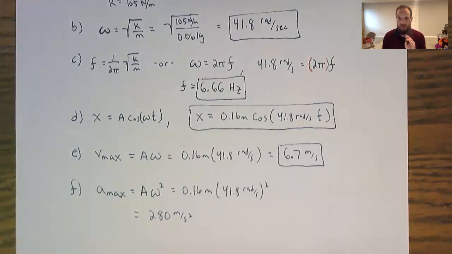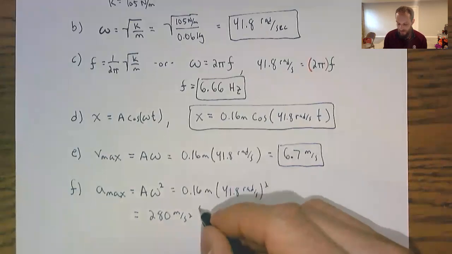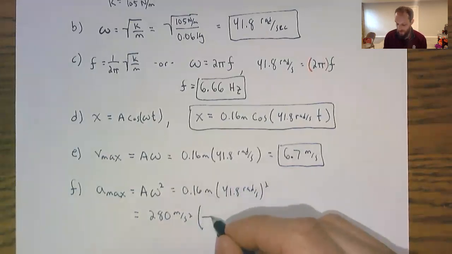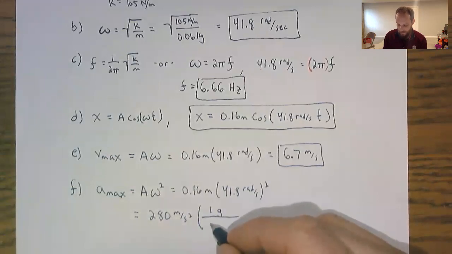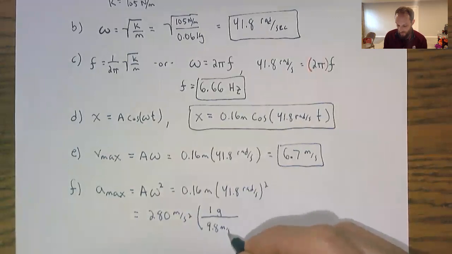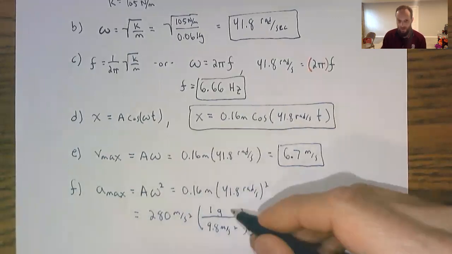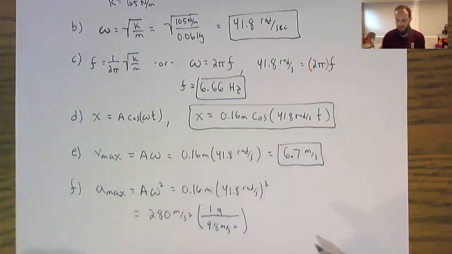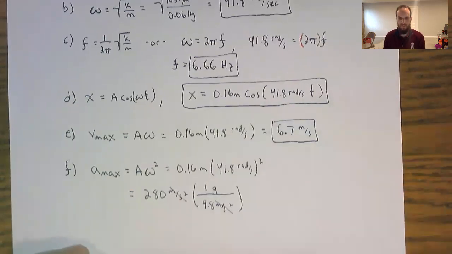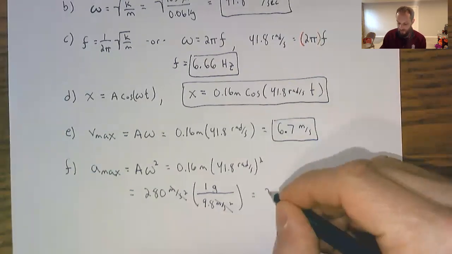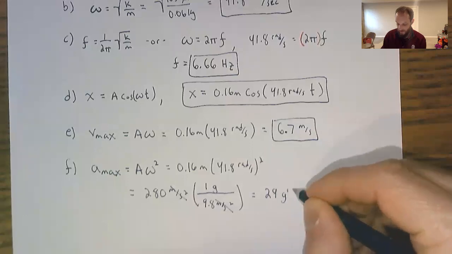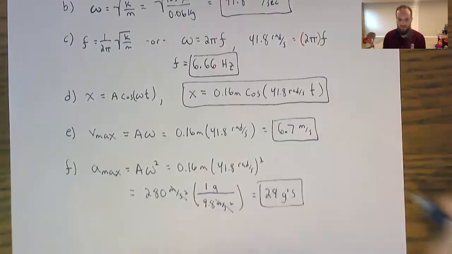And I am asked to change that into G's. So a G is just the same as the acceleration of gravity. It's a multiple of gravity's acceleration. So this is a unit conversion that we're making here. And so I'll use my factor label. 1 G is the same thing as 9.8 meters per second squared. I'm going to put the G's in the numerator and the meters per second squared in the denominator so that the meters per second squared cancel out. So 280 divided by 9.8 is going to give me my G's of acceleration. It ends up being about 29 G's, or about 29 times the acceleration of gravity. It's a very big acceleration.